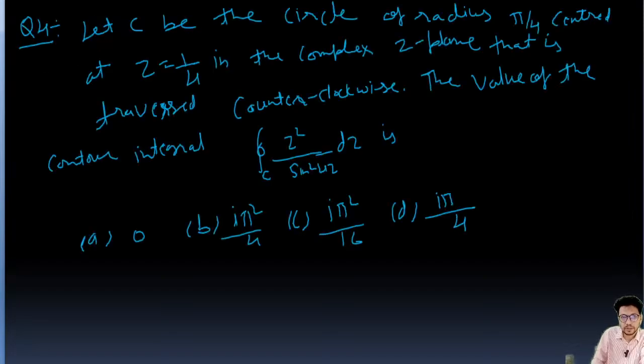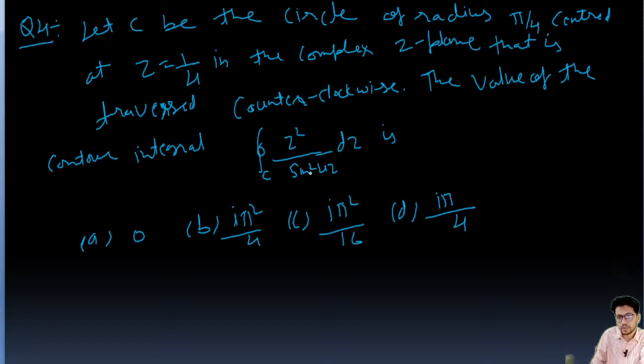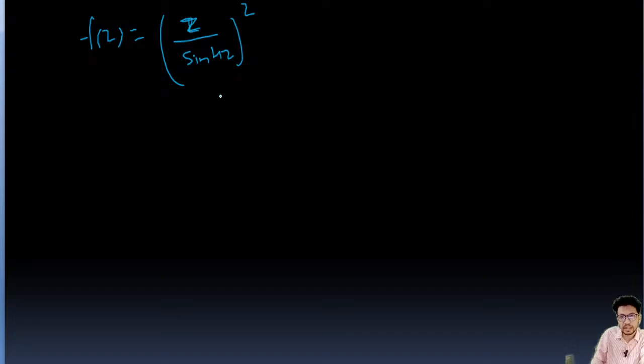So we have been given f(z). f(z) is given, that is z square upon sine square 4z, or we can write z upon sine 4z whole square, right? Because this is given as z square upon sine square 4z, so we can write it like this, z by sine 4z whole square. Now we'll draw the circle first. Okay, so this is going to be like this.